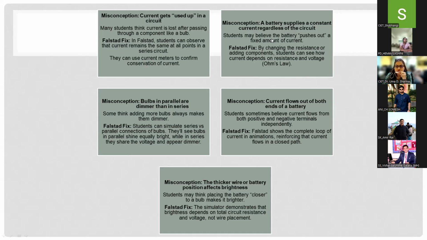Also, there is one more misconception students face: that a battery supplies a constant current regardless of the circuit, that the battery pushes out a fixed amount of current. No, this is also not correct. By changing the resistance or adding components, students can see how current depends on resistance and Ohm's law. V is directly proportional to current. If I increase or decrease the current with the help of a rheostat or something, the voltage will also change. This is something Falstad can fix.